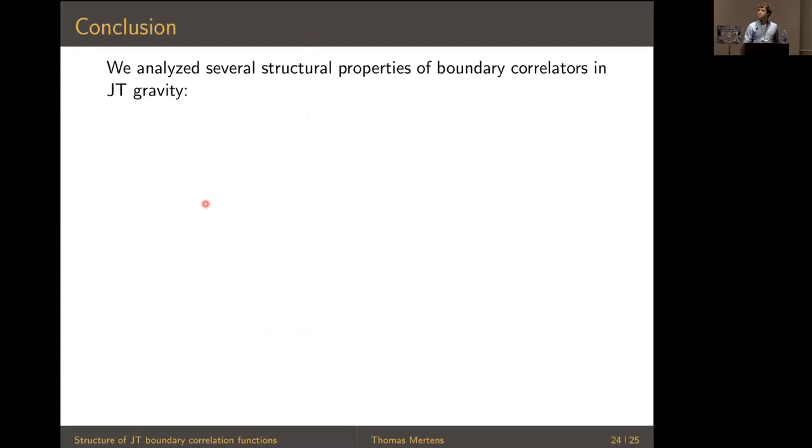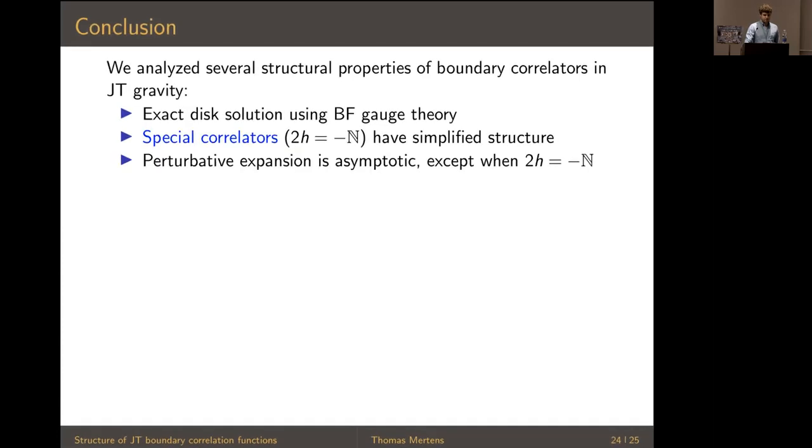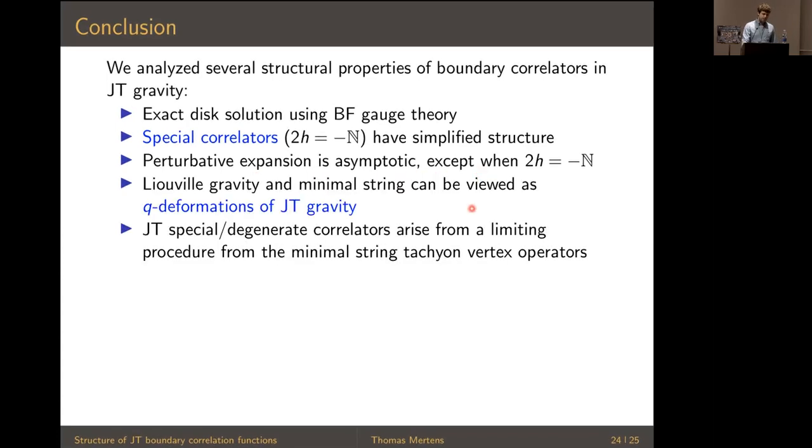Okay, so let me conclude. I analyzed several structural properties of boundary correlators in JT gravity. In particular, I mentioned the exact solution on the disk for the boundary two-point function using this gauge theoretic BF perspective. There's a special class of correlators where h is a negative half integer that have a simplified structure. In general, the perturbative expansion of all of these boundary correlators is asymptotic only, except for these special cases where it's convergent.